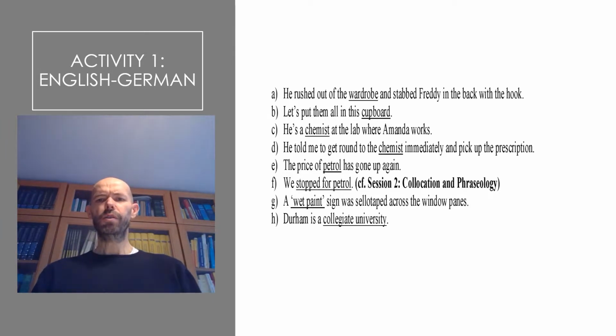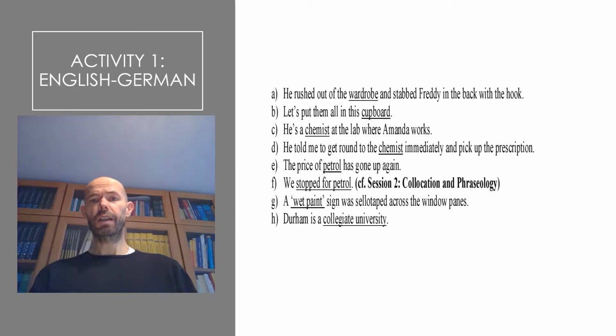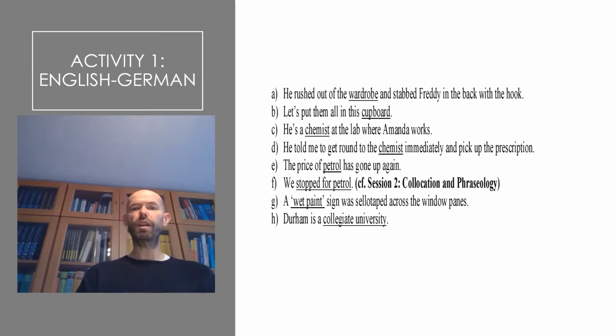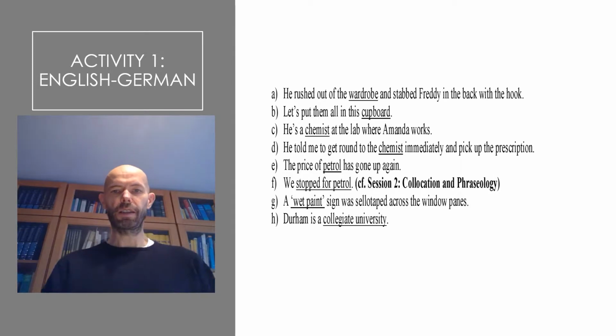So what are the potential solutions? Well, wardrobe is usually simply translated as Schrank into German, although we might be more precise and say Kleiderschrank. And cupboard is also usually translated as Schrank, although in some cases, again, we could try and be more accurate and say something like Küchenschrank or whatever it might be. In a particular case, we don't have enough context for that here.